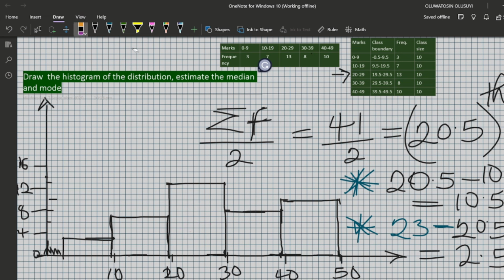This place will now be apportioned into 8 and another part. I don't know the ratio yet, so let's calculate for this one. This one will be 2.5 over 13 times 10. And that will be 25 divided by 13. That's 1.92, so 1.9 is approximately 2.